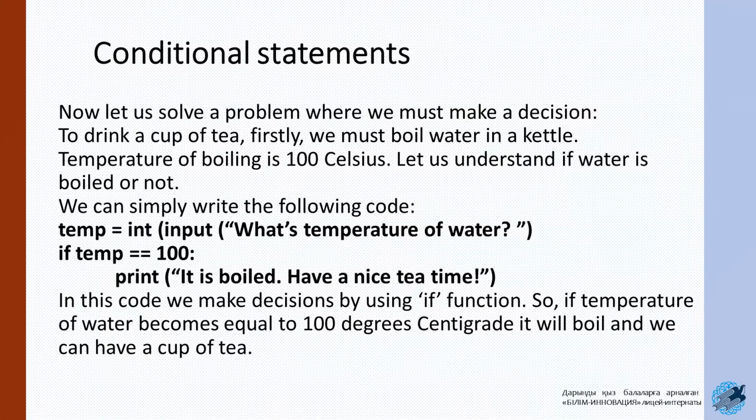temp = int(input("What's temperature of water?")). If temp == 100: print("It's boiled, have a nice tea time"). In this code, we make decision by using if function. So if temperature of water becomes equal to 100 degrees centigrade, it will boil and we can have a cup of tea.